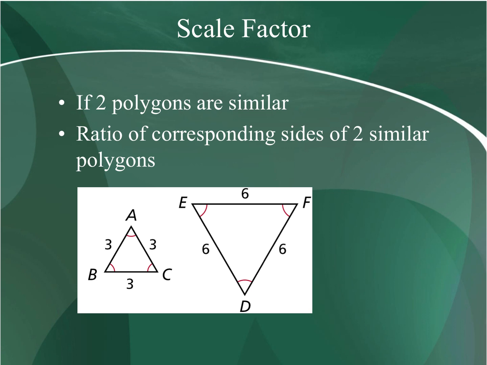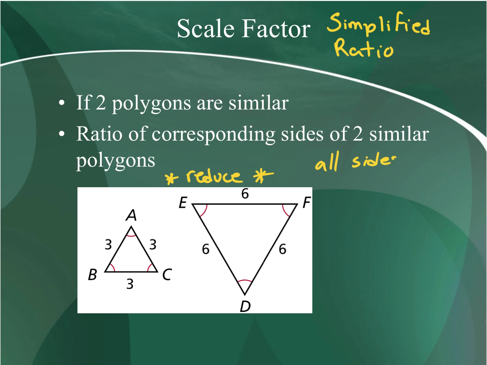So here we have a scale factor. Guys, it's always in the simplified ratio. If you do not simplify it, it's never going to be the same. So please do simplify it all the way. So this scale factor is, if 2 polygons are similar, the ratio of the corresponding sides of 2 similar polygons. So always reduce the ratio. But if you notice, all the sides are the same. So because all sides are the same, I'm going to go from small to big, so 6 over 3. It's going to simplify to 2 over 1. So our scale factor is 2.